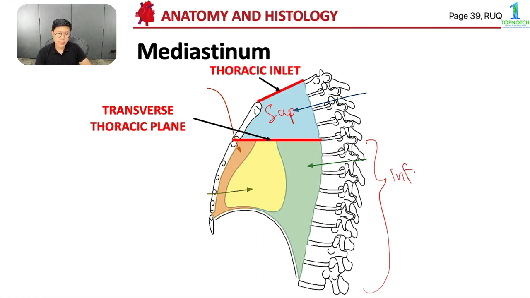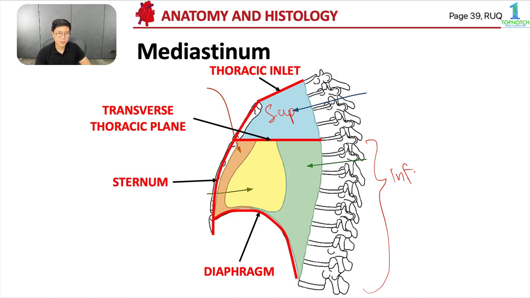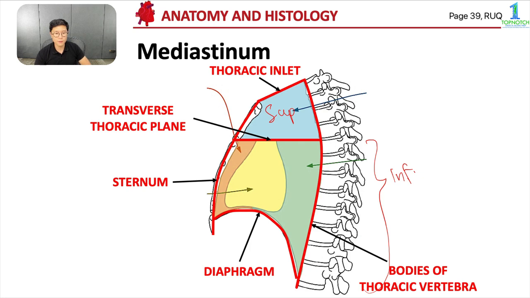So above is the thoracic inlet, below is the diaphragm. Anteriorly, you have the sternum, and posteriorly, you have the bodies of the thoracic vertebra. The inferior mediastinum is further subdivided into an anterior, middle, and posterior mediastinum. So we'll be discussing the contents of each.